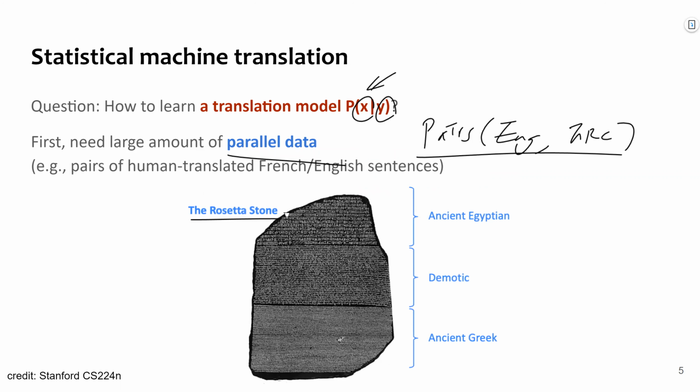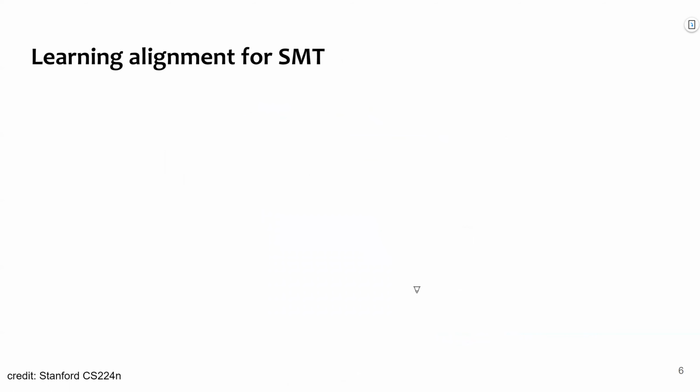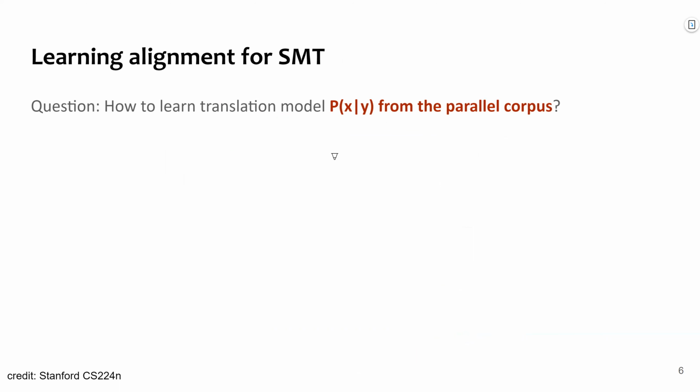And when we see the Rosetta Stone, it's written in ancient Egyptian, Demotic, and ancient Greek, and they all mean the same things. And even in prehistory or earliest human society, we needed translation. And sometimes we say we want to learn alignment for statistical machine translation. And the second question we need to ask is how to learn this translation model, this probability model, from the parallel corpus.